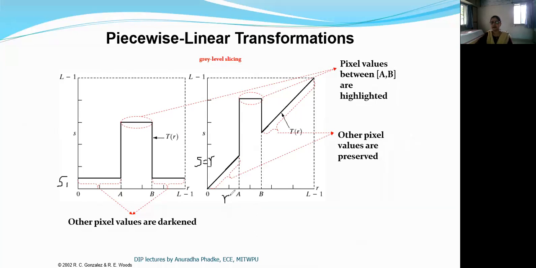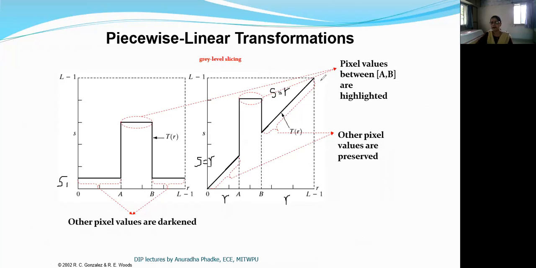So if your pixel value R is less than A, we are following this portion, which means S is the same as R. Similarly, if your pixel value R is greater than B, that is, between B and L minus 1, we are again following a similar graph where S is the same as R, the original pixel value. So this indicates that in this second type, we are highlighting the object of interest. Say your object of interest is taking values between A and B. We are highlighting the object of interest by preserving the background. Okay, so how is the background preserved?